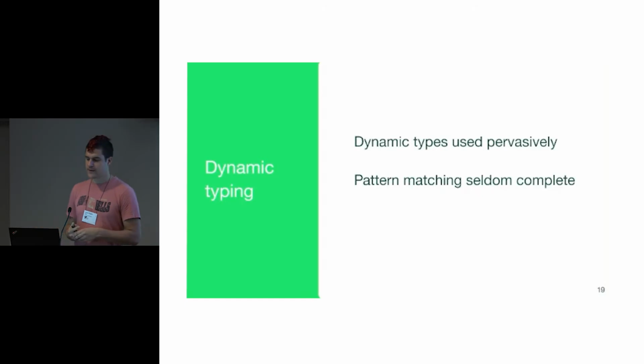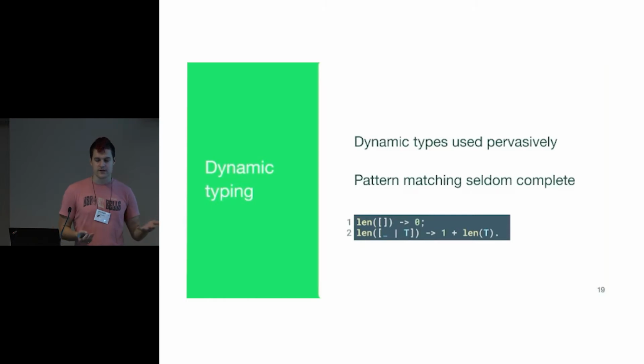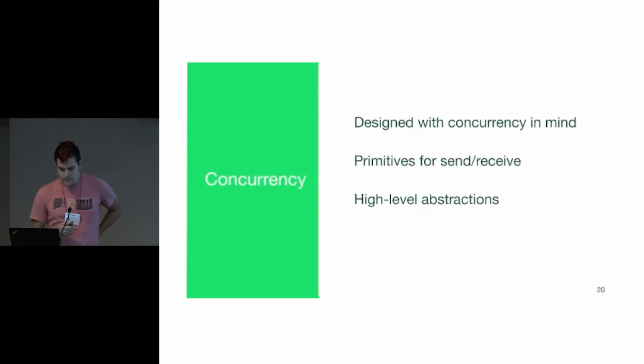Then, as you know, we have dynamic types. And as opposed to the other languages that Infer already supported, dynamic types are used quite frequently in Erlang. Basically, every pattern match usually has something to do with types. And again, connected to the let it crash philosophy, it is rarely complete. So if you have a function like this, it only works for lists, but will crash for anything else. And again, it's not really clear whether this was the intention or whether the developer just forgot to add some clauses. And then we have concurrency. And as opposed to other languages already supported by Infer, Erlang was designed with concurrency in mind.